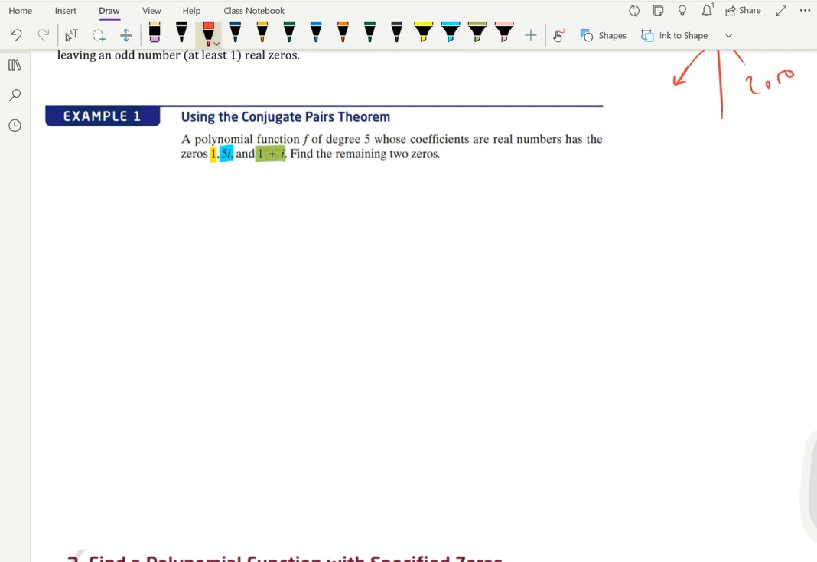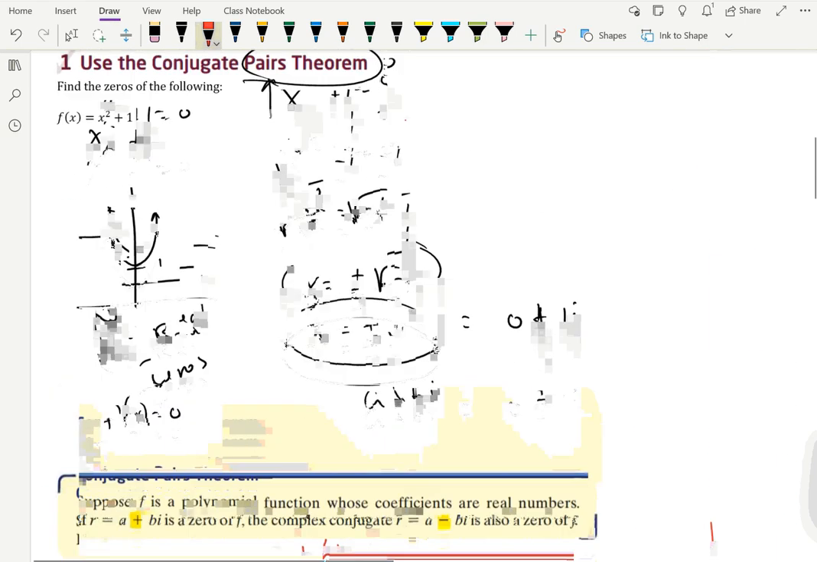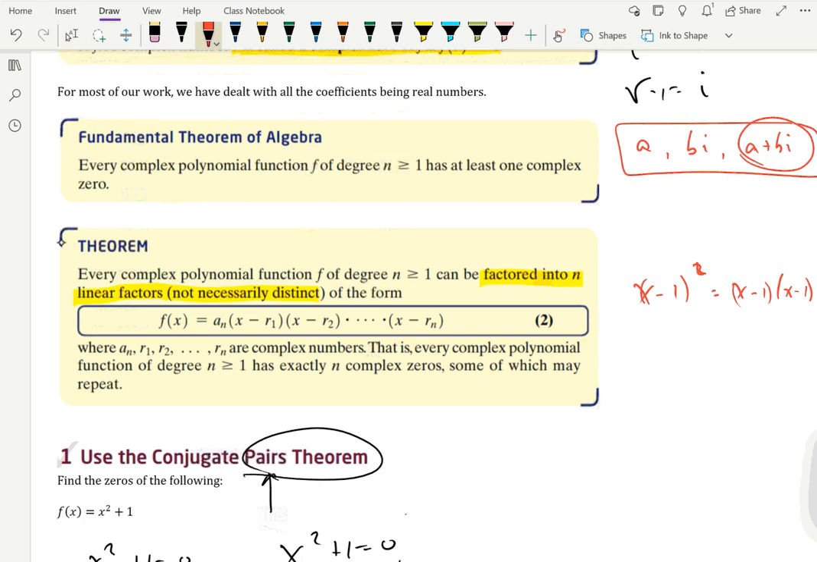Our dilemma here is that in our question, we were told we have degree 5. When we go back and take a look at our fundamental theorem of algebra, actually not that one, that's the one that says if we have degree bigger than or equal to 1, we have one complex zero. Okay, there was another theorem right after that. Let's come back up here just a minute. This theorem here: every complex polynomial of degree bigger than or equal to 1 can be factored into n linear factors. So if it's degree 5, it can be factored into 5 linear factors. Degree 10 can be factored into 10 linear factors.